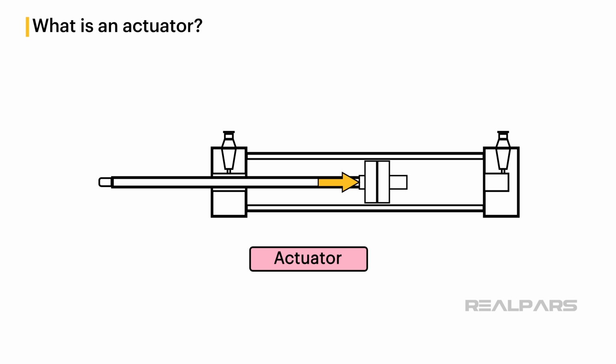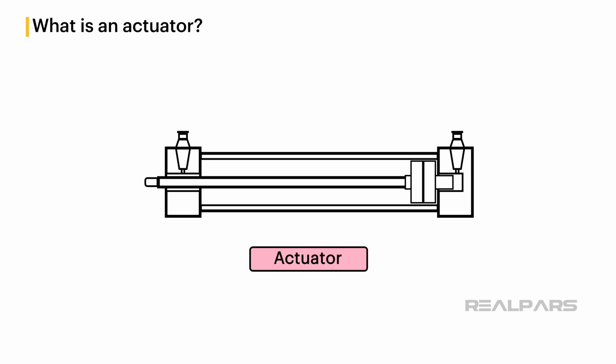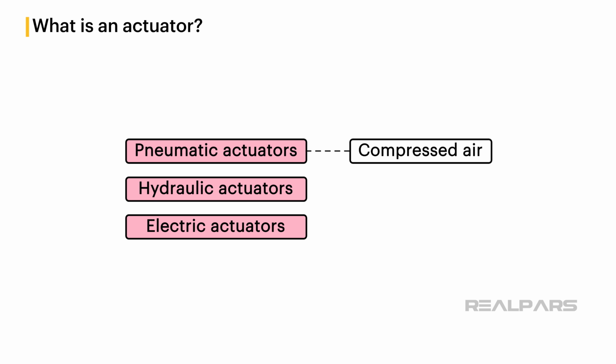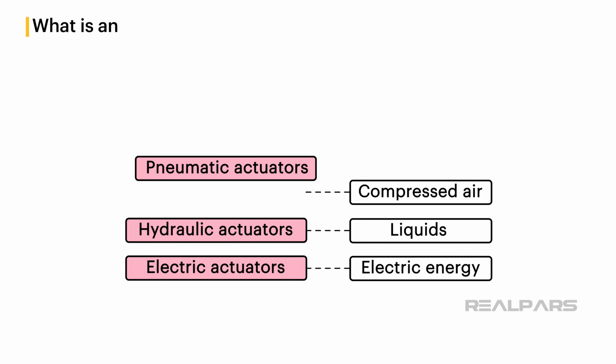There are three sources of energy used by an actuator to produce the physical-mechanical motion. Pneumatic actuators are operated by compressed air. Hydraulic actuators use a variety of liquids as a source of energy. And electric actuators use some form of electric energy to operate.